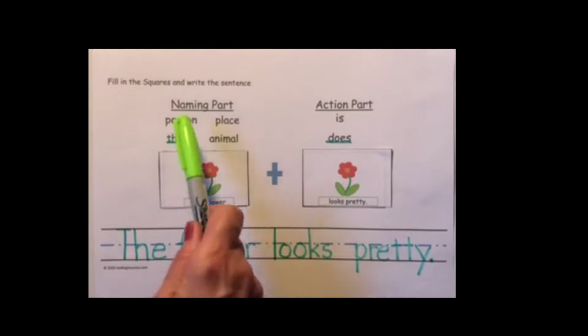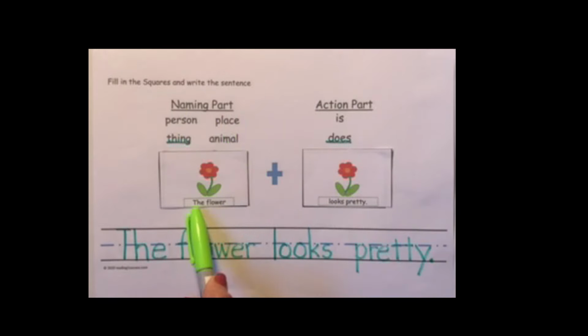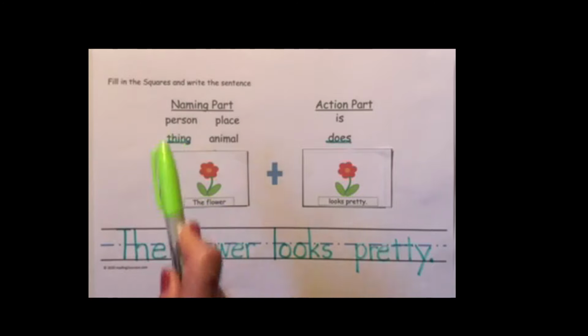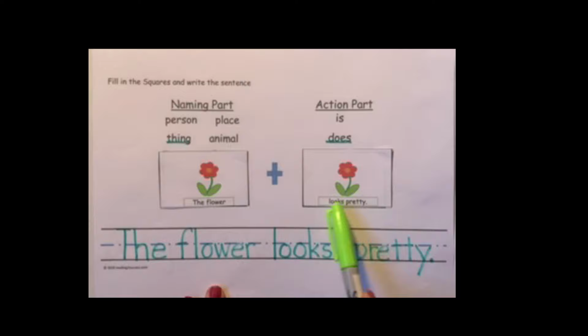And the naming part was the flower. The flower is a thing. And down here we put the naming part, the flower. And then the matching action part is looks pretty. That's what the flower does. And our sentence is the flower looks pretty.